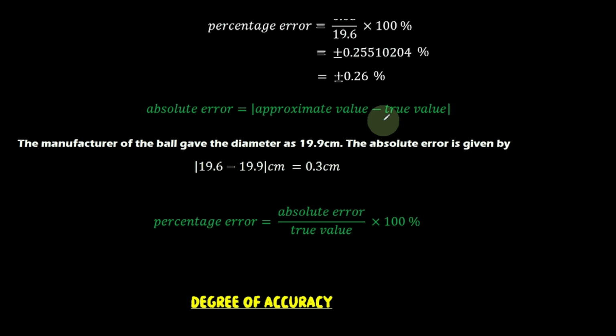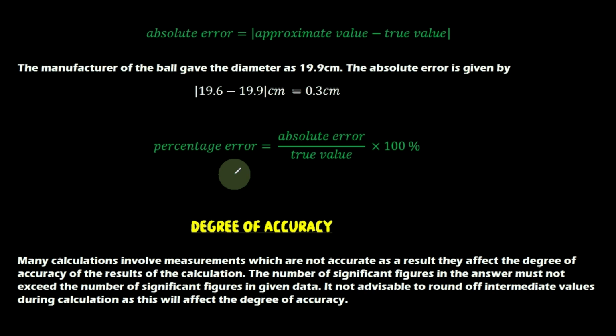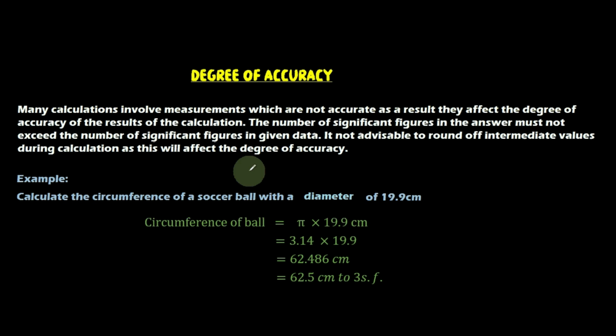Now there's what we call absolute error. Absolute error is the approximate value subtract the true value, and this value is always positive, which means that no matter how you manipulate the equation, true value subtract the approximate value, you must always get a positive answer. Now the manufacturer of the ball gave the diameter as 19,9. This is now the true value. So the absolute error will be given by the true value minus the measured value, or the measured value minus the true value, and we get 0,3. Now there's what we also call percentage error, which you can find through the absolute value and true value.